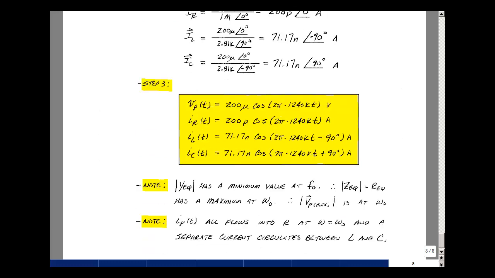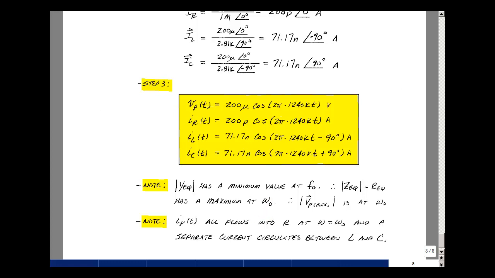A couple of observations. The magnitude of Y equivalent has its minimum value at f naught, because the things that were in parallel with the resistor cancel. When things are in parallel, things usually go down in value, but here we have the two reactive components canceling each other. The reciprocal, which would be Z equivalent, has a maximum at omega naught. What that means is that the current flows into the largest value of impedance at omega equals omega naught.